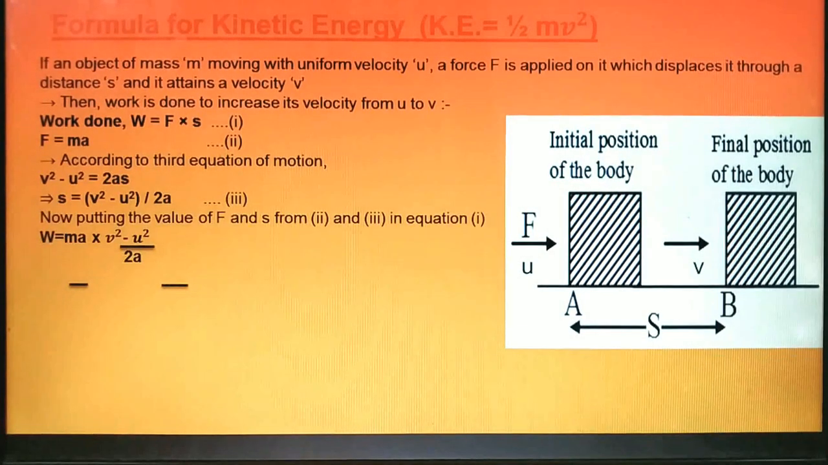Now we will substitute the value of F and s in equation number 1, that is W is equal to F into s, and after putting the values in that equation we will get W is equal to ma multiplied by v square minus u square upon 2a. a से cancel out हो जाएगा and after the cancellation of a we will get m by 2 times v square minus u square, and on rearranging the same formula we will get 1 by 2 m times v square minus u square.